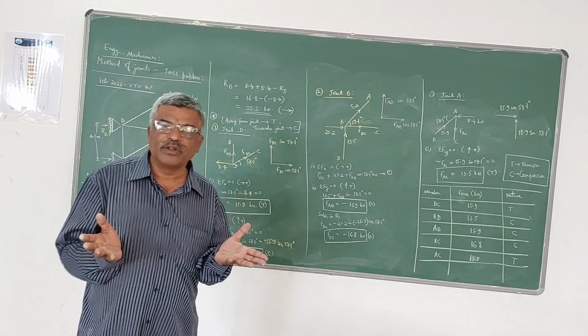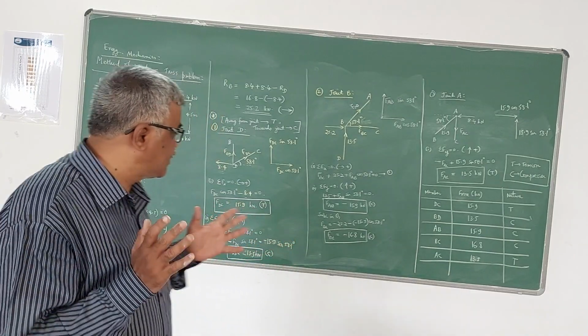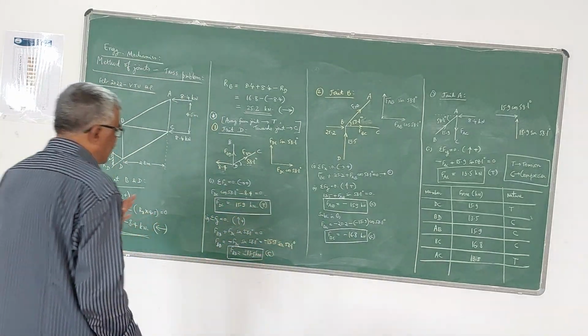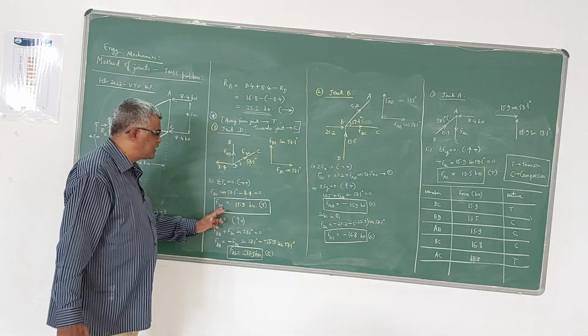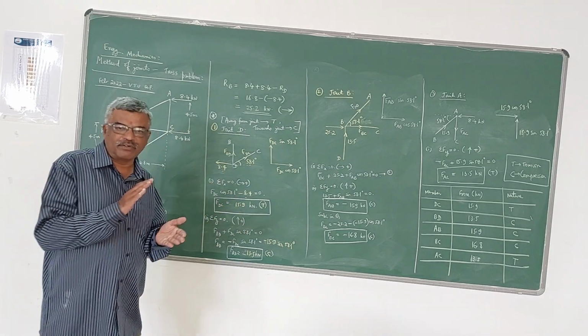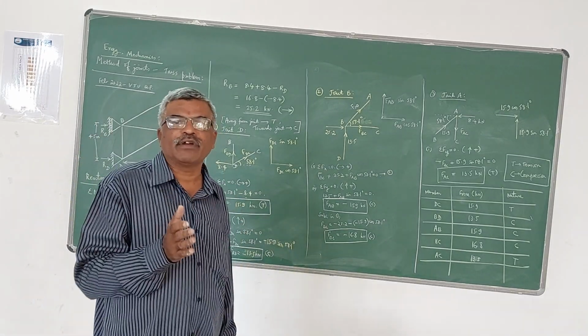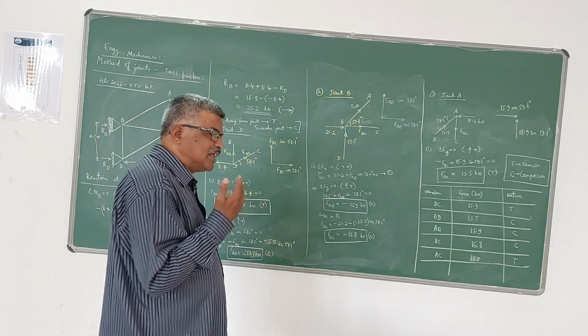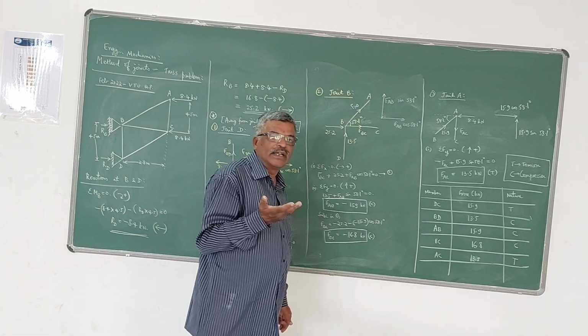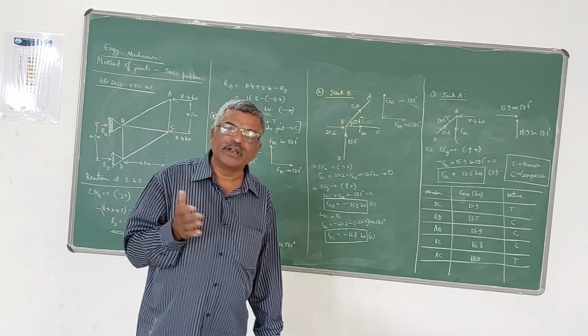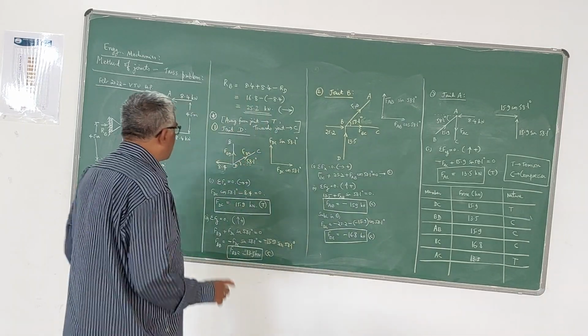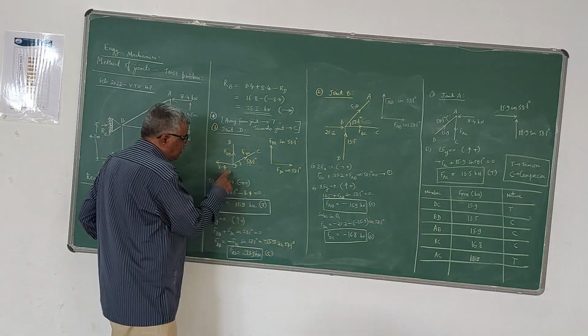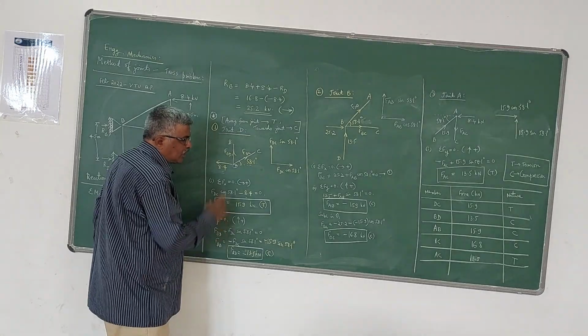Since it is negative, it is compression. So the force in the member BD is compression, whereas the force in the member DC is tension. A positive value represents tension force and a negative value represents compression force, because initially we have assumed that it is tension. If you get negative, it will be compression. Now, by taking joint D, we got the forces in two members.